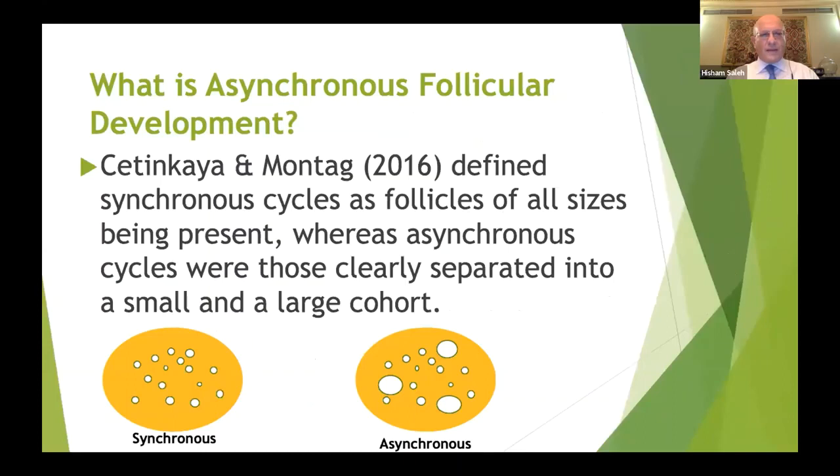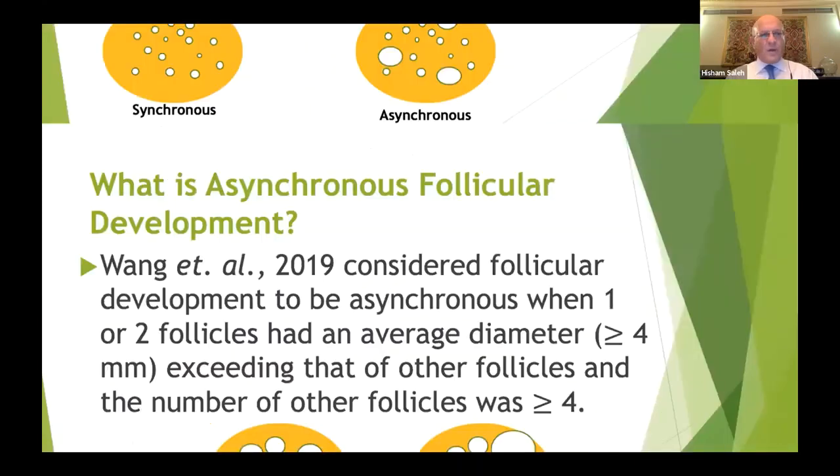Sitinkaya and Montag defined synchronous cycles as follicles of all sizes being present, whereas asynchronous cycles were those clearly separated into a small and a large cohort. So this is synchronous, where you have different sizes, but if you have distinctly larger and smaller follicles, this is asynchronous follicles.